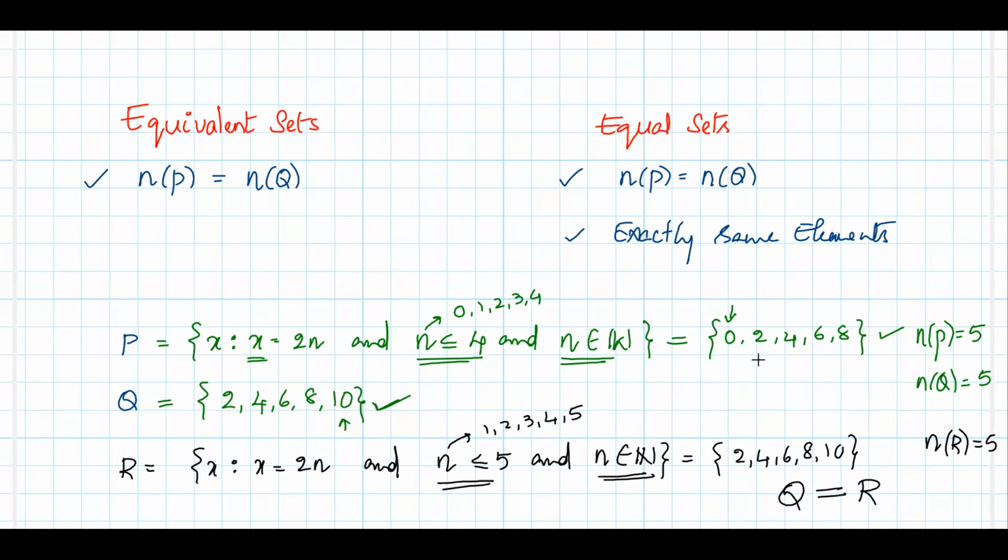Okay. And if they are not equal sets, then P is not equal to Q. In this case, P is not equal to Q. They are not equal sets. So that is the basic arithmetic representation.